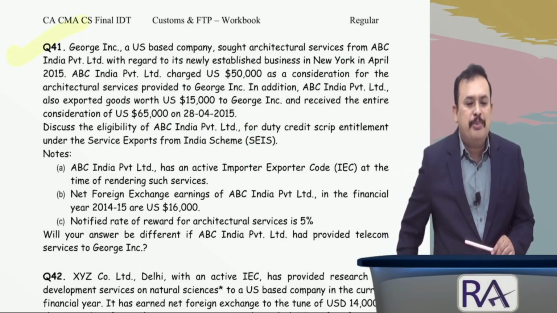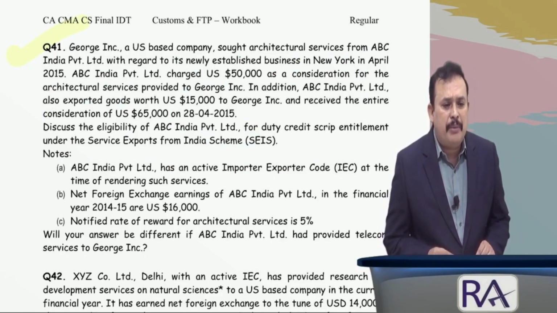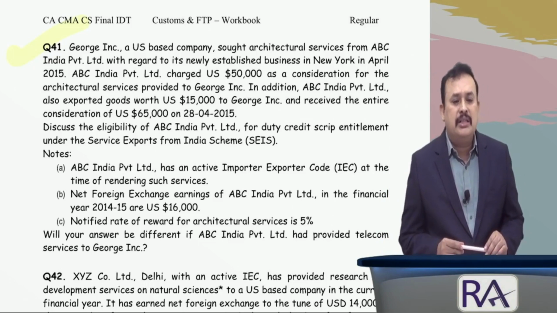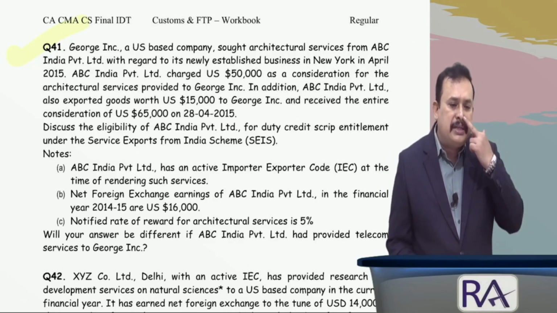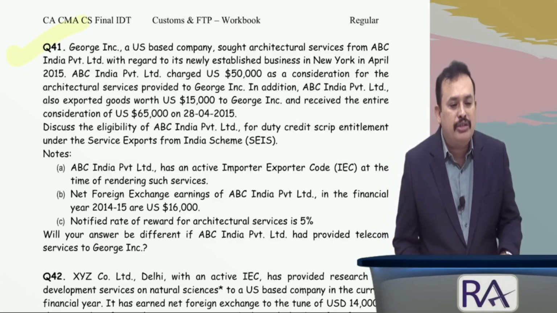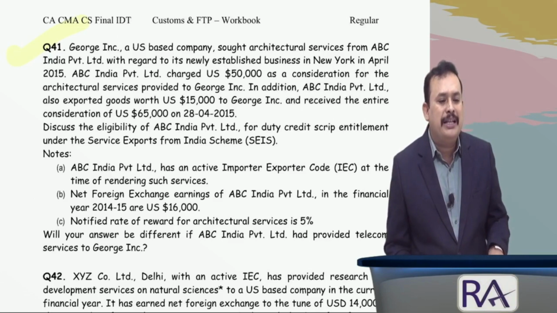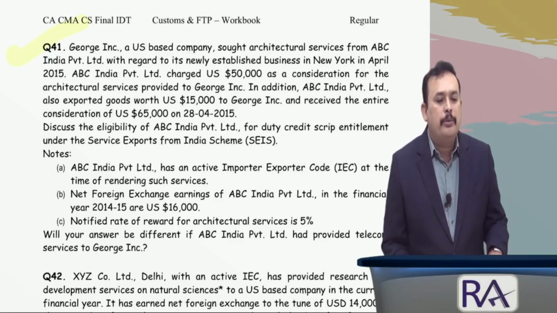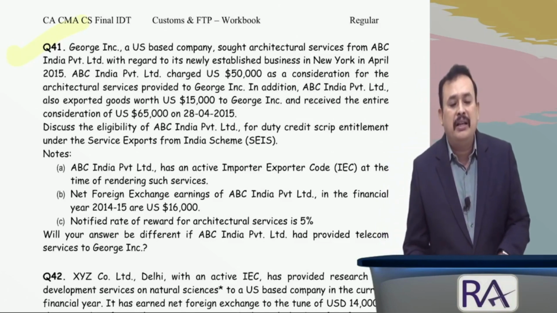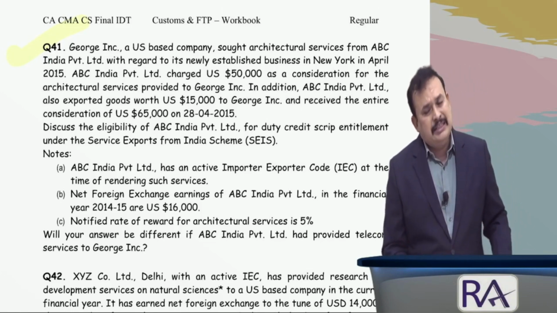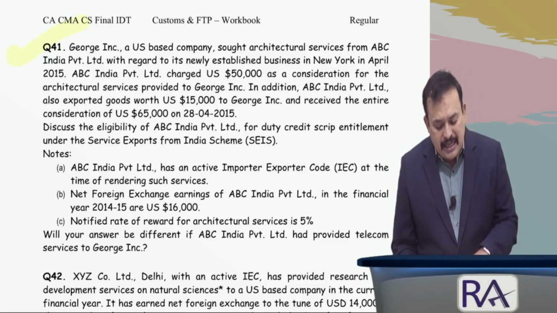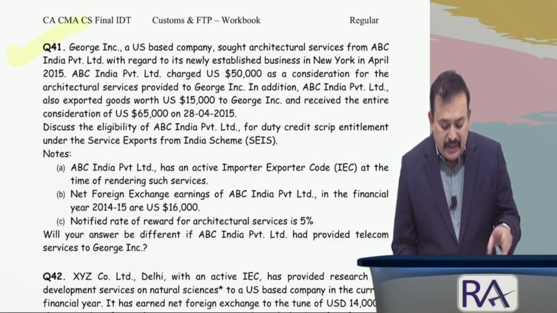George Incorporation, a US based company, sought architectural services from ABC India Private Limited with regard to its newly established business in New York in April 2015. ABC India Private Limited charged $50,000 as consideration for the architectural services. In addition, it also exported goods worth $15,000 to George Incorporation and received the entire consideration of $65,000 on 28th April 2015. Discuss the eligibility of ABC India Private Limited for the duty credit scrip entitlement under the SEIS, namely Service Exports from India Scheme. Note, ABC India Private Limited has an active import export code, NFE of the previous year $16,000. Notified rate of reward is 5%.